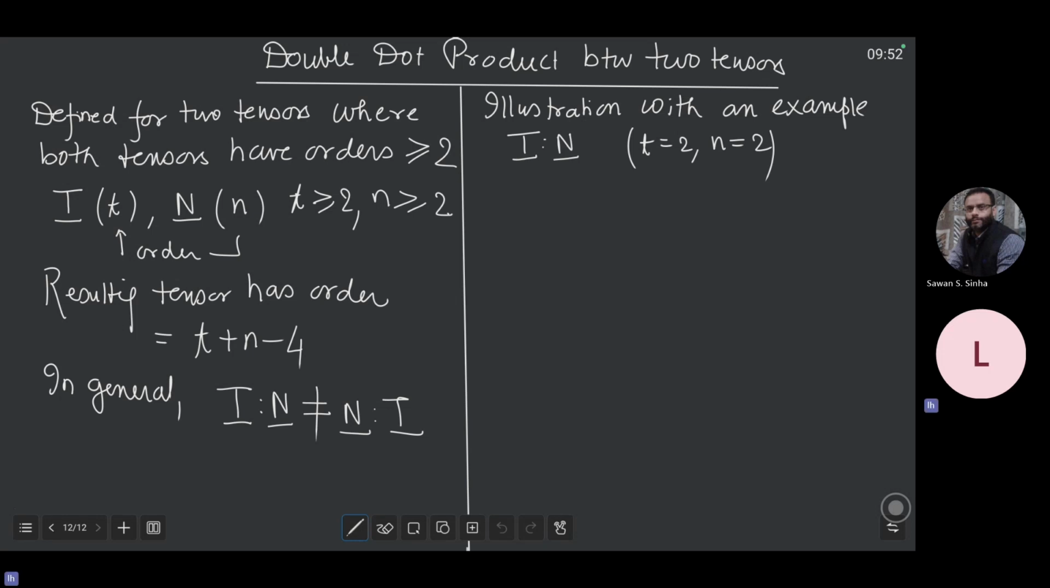I'll show that. Again I am claiming the resulting tensor after a double dot product will be a tensor of order T plus N minus 4. Can you visualize why it will happen? Because here two dot products are going to happen. We will make some rules about who comes first and who comes later, but eventually at the end of the day there will be two dot products and every dot product sacrifices two unit vectors. So eventually four unit vectors are going to be sacrificed, and that is why it will be T plus N minus 4. In general, again, T double dot N will not be equal to N double dot T. Order matters in general. There may be some special cases where this is true, but in general it will not be. I will illustrate this with an example when both are second order tensors.